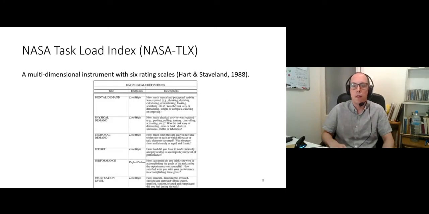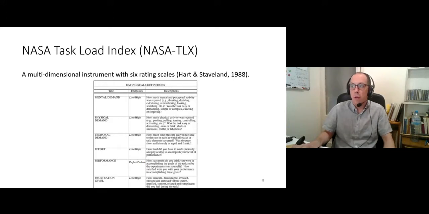So to mitigate for the subjective nature of workload, two researchers working at the NASA Ames Research Center, Sandra Hart and Lowell Staveland, in the 1980s, developed a multidimensional instrument with six rating scales. This is known as the NASA Task Load Index, or the NASA TLX for short.